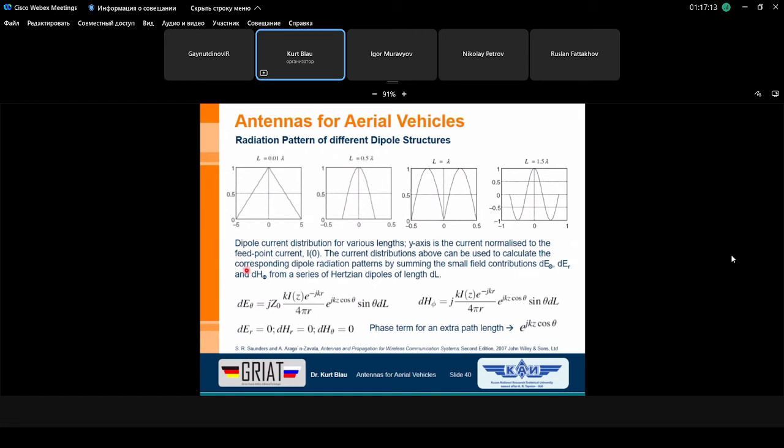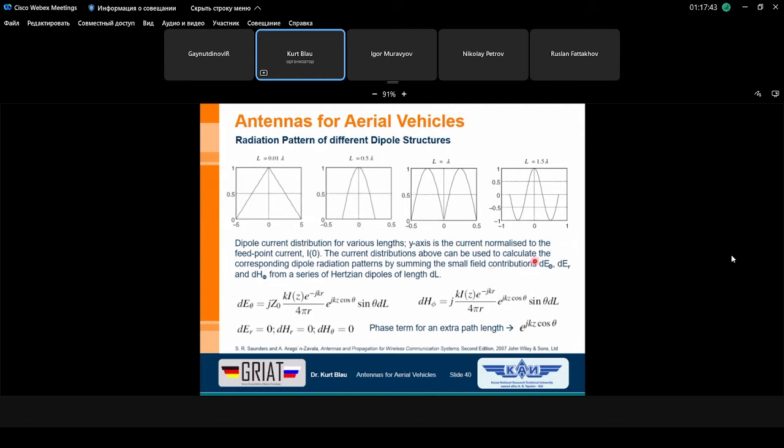Yeah, this is written here: the dipole current distribution for various lengths. The y-axis is the current normalized to the feed point current, E0. And the current distributions above here can be used to calculate our corresponding dipole radiation patterns by summing up the small field contributions. And this is what I want to explain.